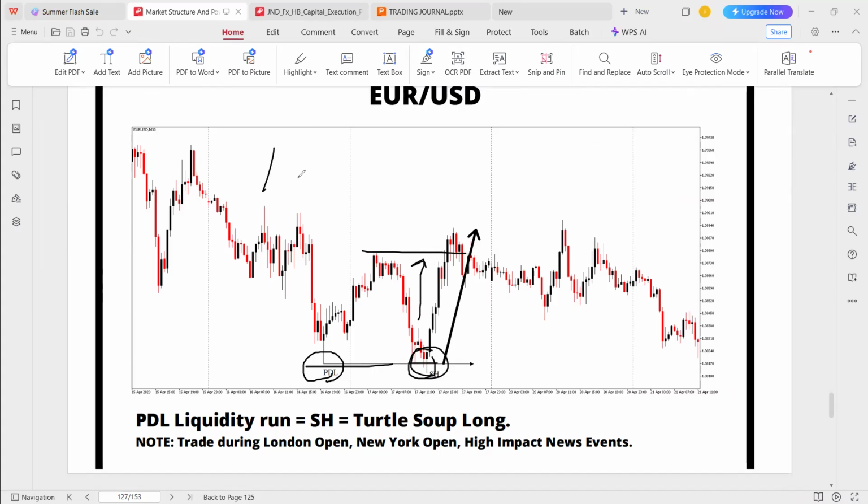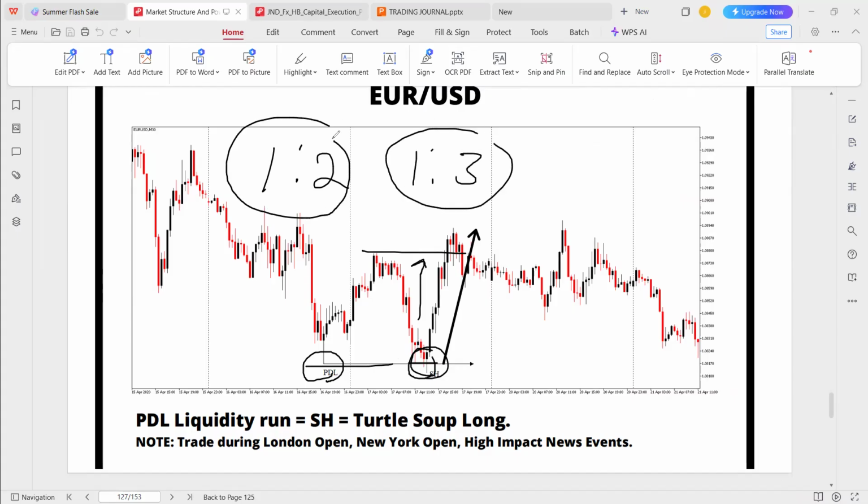So like I said, try to go for 1:2, try to go for 1:3, and just rinse and repeat. And always try to trade, if you're a day trader, during times when you've got volume in the market.